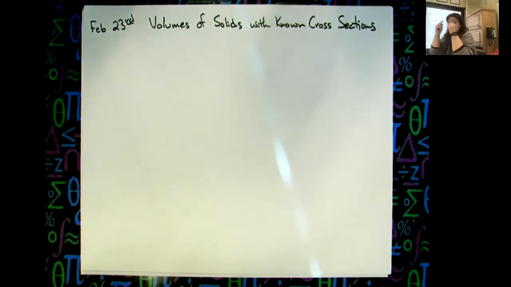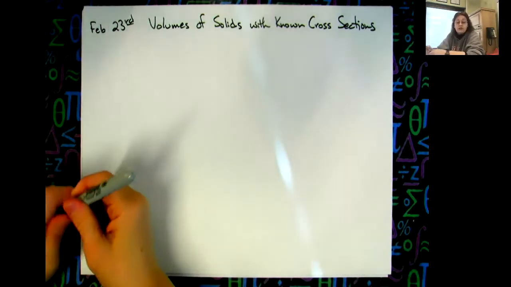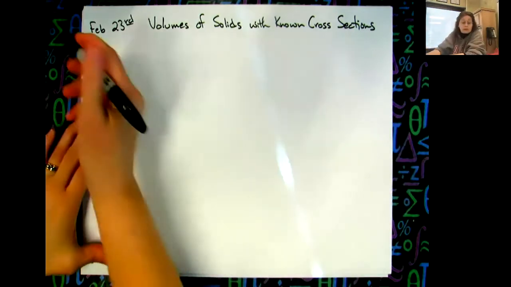So like I said, we're going to be taking a look at volumes of solids with known cross sections. All right, so before we get into trying to visualize this, let's just do a general definition here and kind of what are we going to be doing with this, okay?